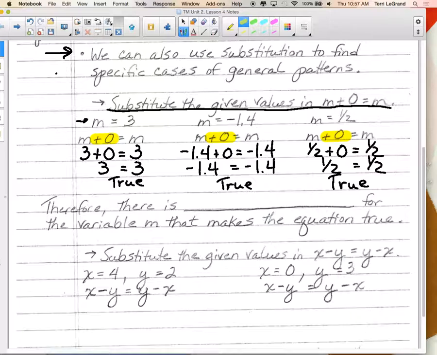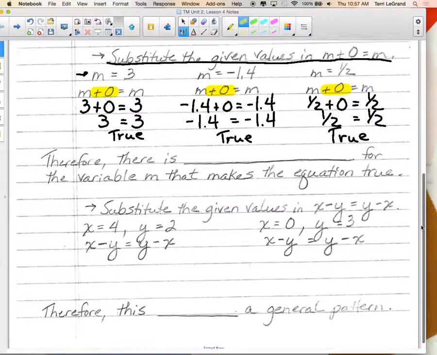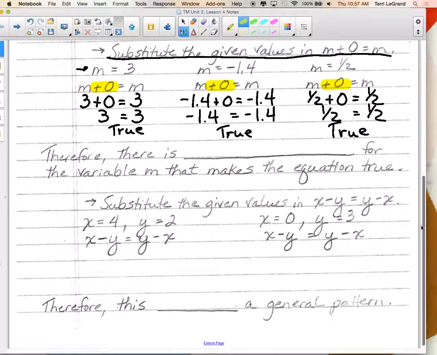Can you think of any numbers that wouldn't happen? Maybe we should think of it that way. Can you think of any numbers that if you added 0 to it, you wouldn't end up with that same number? I don't think there are any. Do you? Do you think you can ever change a number's value by adding 0 to it? No, you can't.